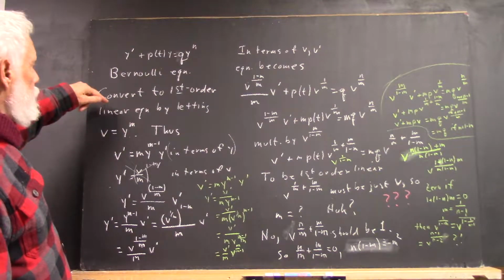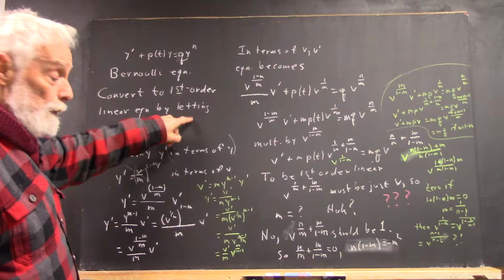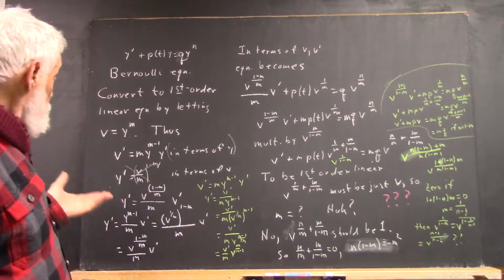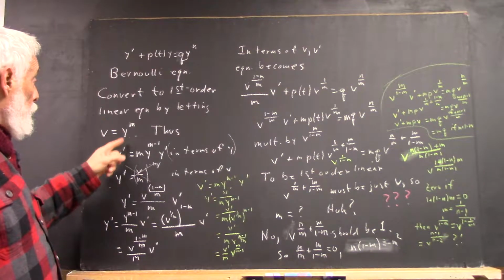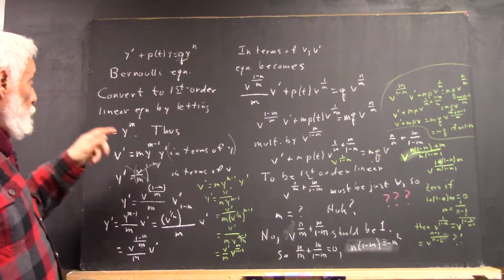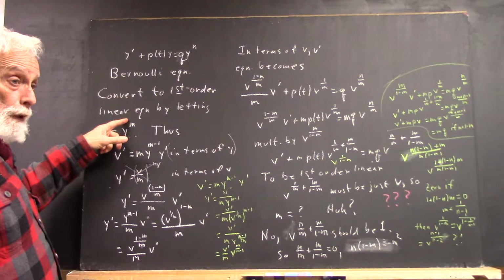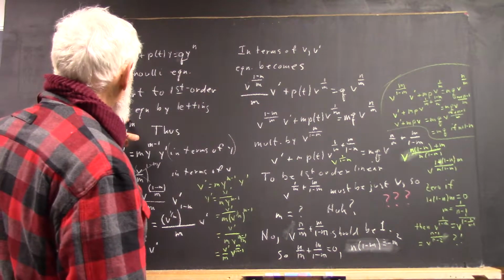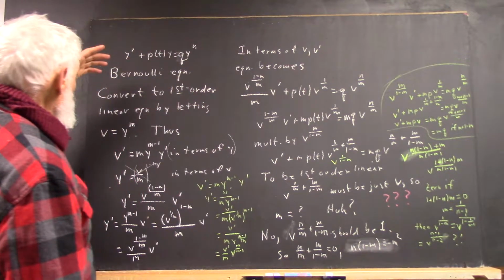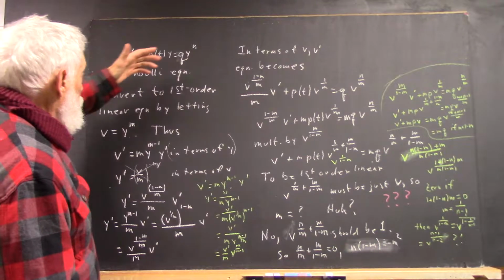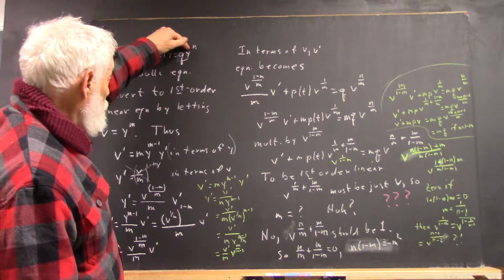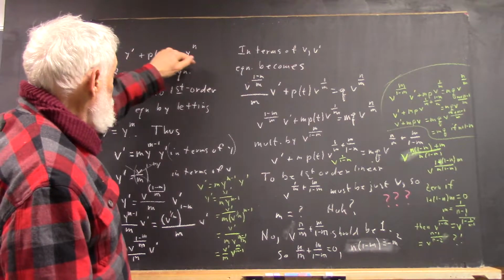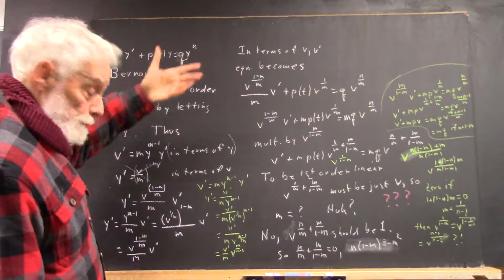We can convert this equation to a first order linear equation by a change of variable. Change the variable from y to v, where v equals y to the m. Now there's one specific value of m that's going to have the effect of eliminating the v term that you're going to end up with over here. And then the equation becomes a linear equation in v.